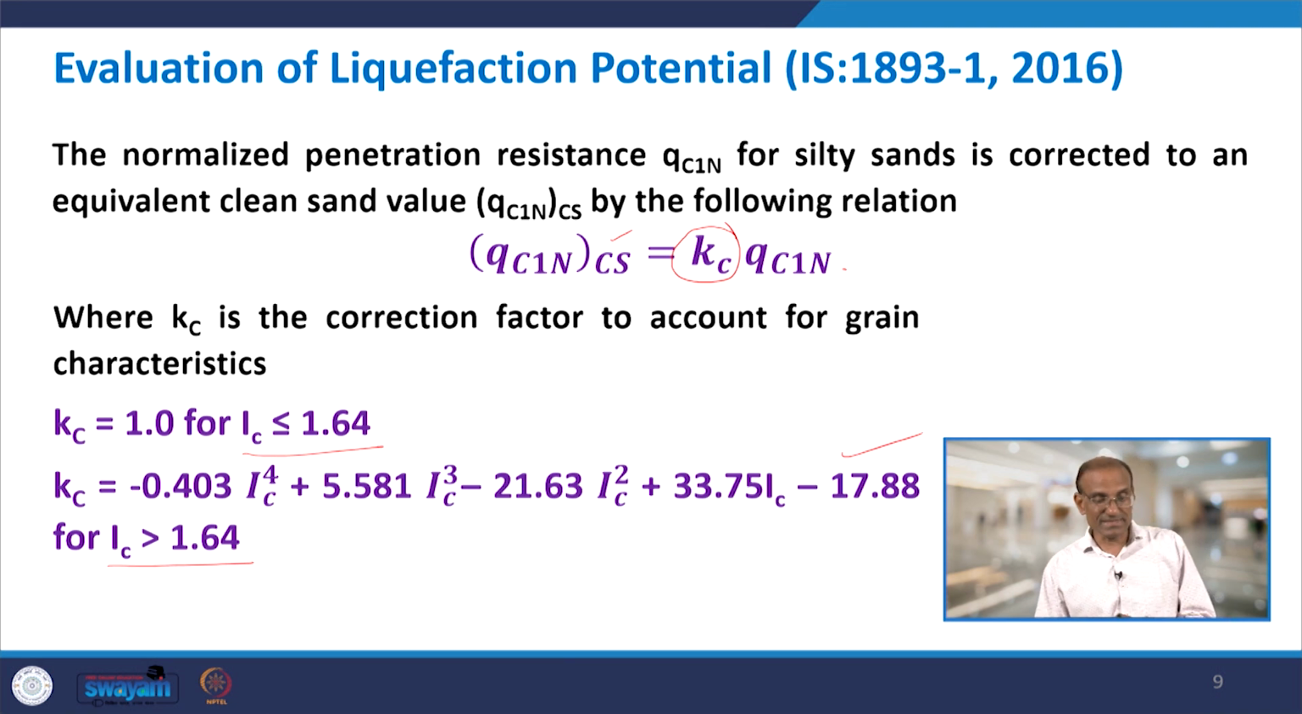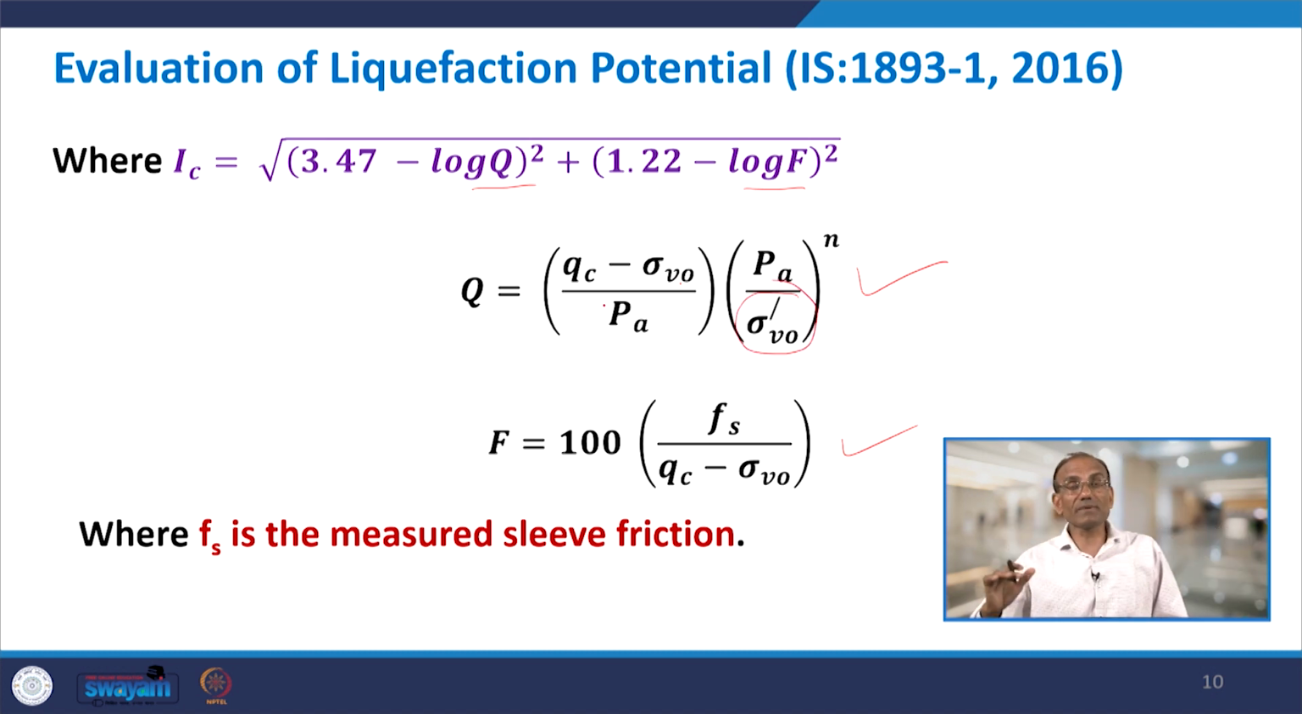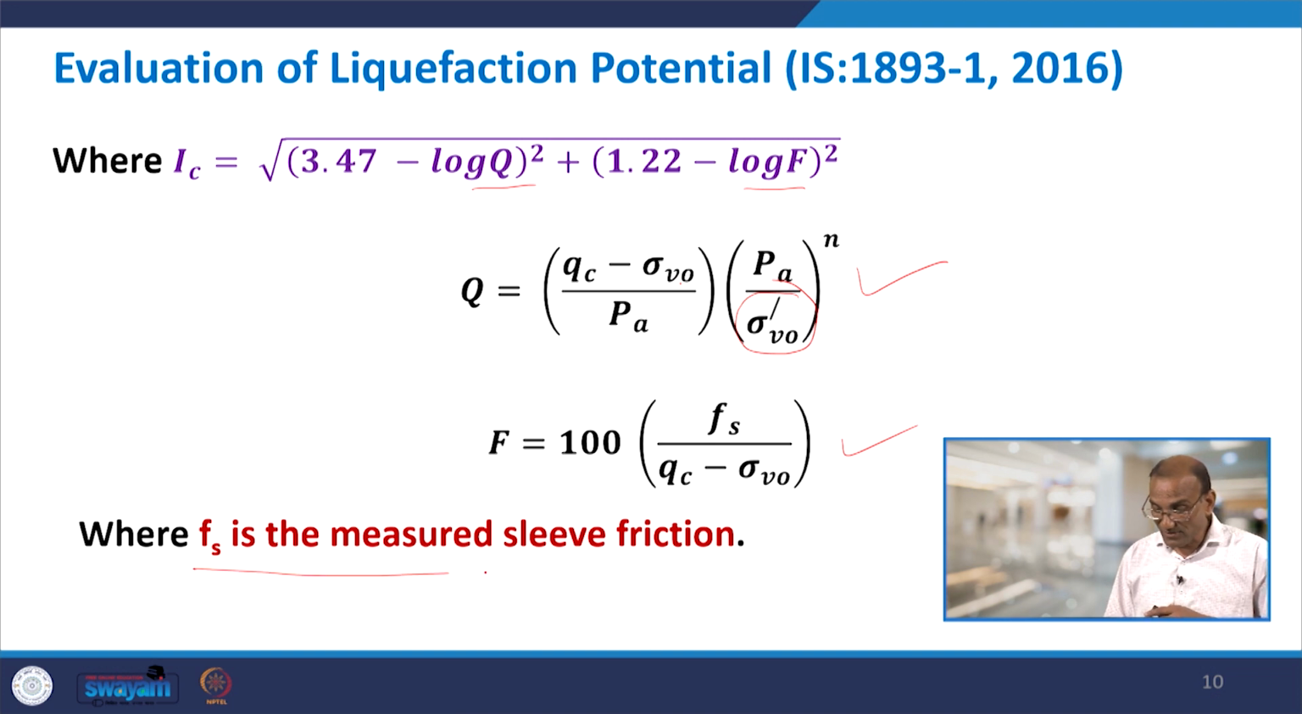The question is, what is IC? To calculate IC, this is another equation which depends on Q and F. And what are Q and F? Q is given by this relation, F is given by this relation. In Q you have Qc, which is the measured resistance of the cone, sigma V naught, the total overburden pressure, where Pa is the atmospheric pressure, and sigma V naught prime, this is the effective. So in this equation both total overburden pressure and effective overburden pressure are coming, while F depends on another factor, which is the measured sleeve friction.